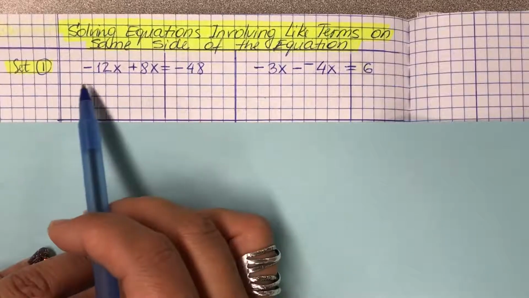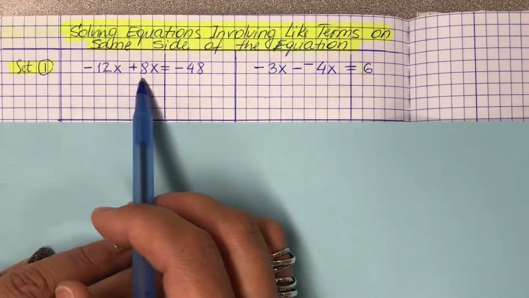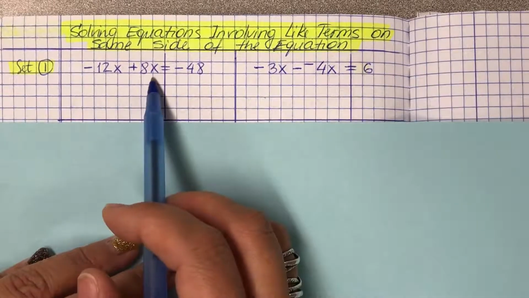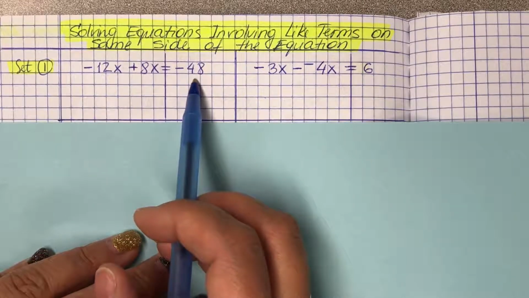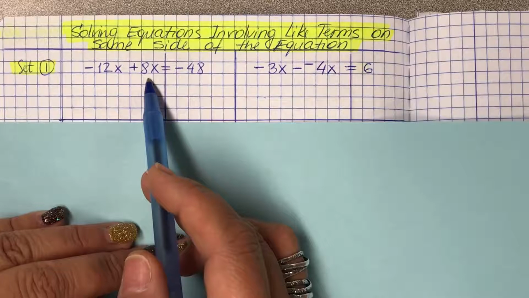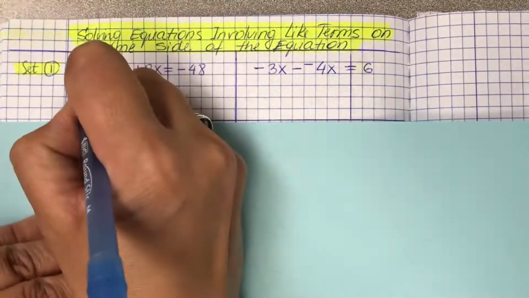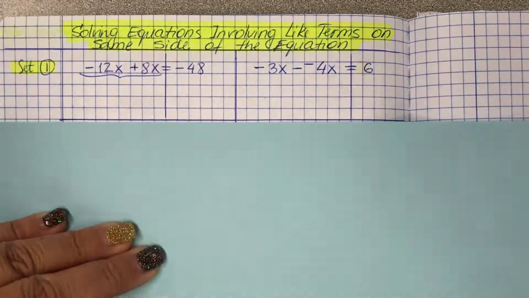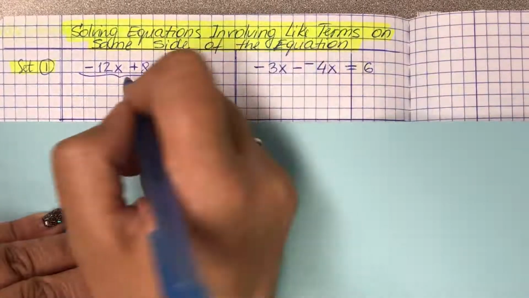So set 1, I have negative 12x plus 8x on the same side of the equation equal negative 48. So on the left side of the equation I have like terms. Like terms can be combined. When we combine like terms, negative 12 plus 8 is negative 4.